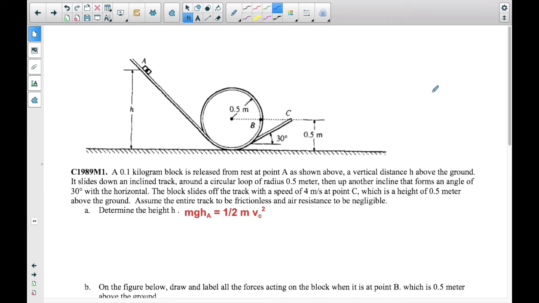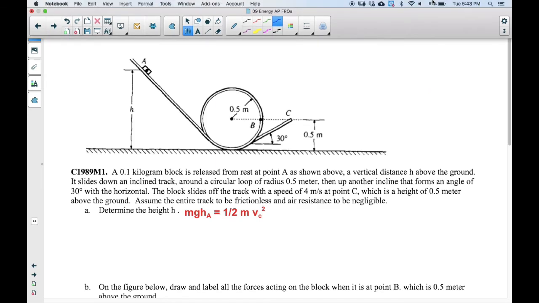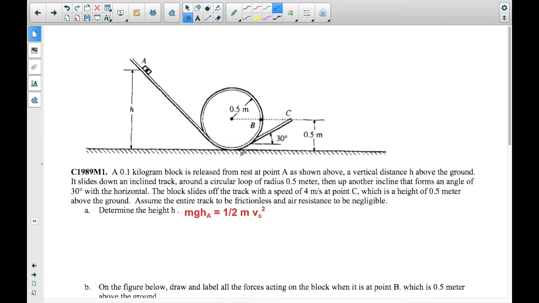Okay, the last problem, it is pretty complex. It looks complex, but I think we can handle it. The first question is asking us to determine the height h. So this is the h they're talking about. Keep in mind that this is going to go down and then go around the thing and then come off here. And when it comes off here, it's going to come off with a velocity of 4.0.